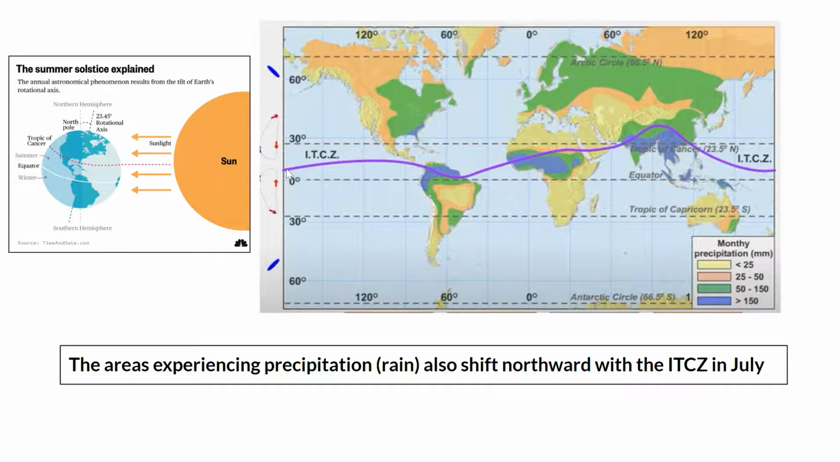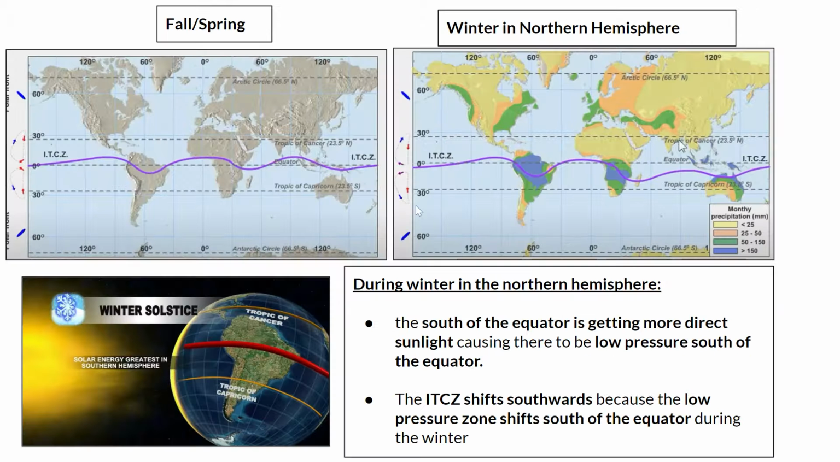And notice that when it goes a little higher up north, there's more precipitation happening farther up north to where the ITCZ line is. The green and blue are areas of precipitation. And what about the winter?